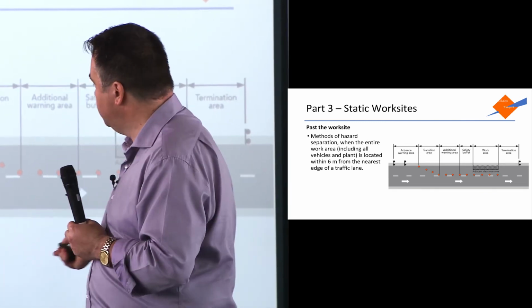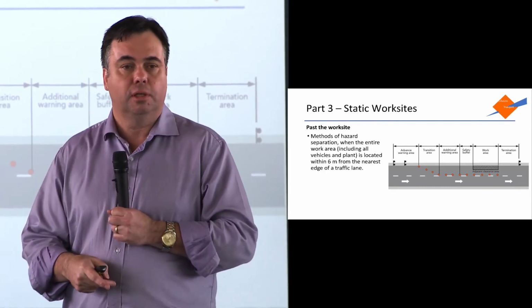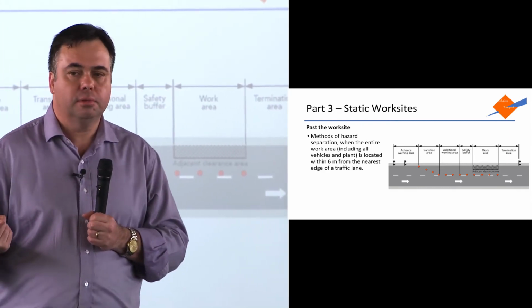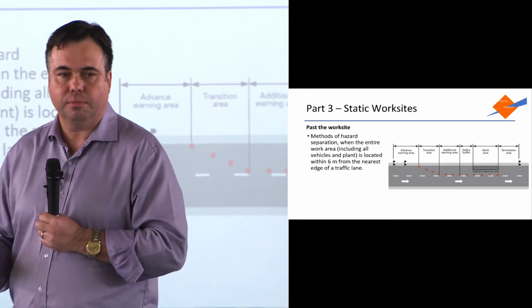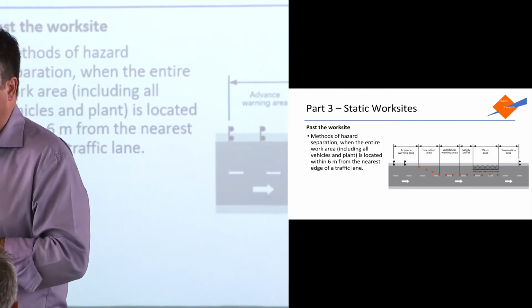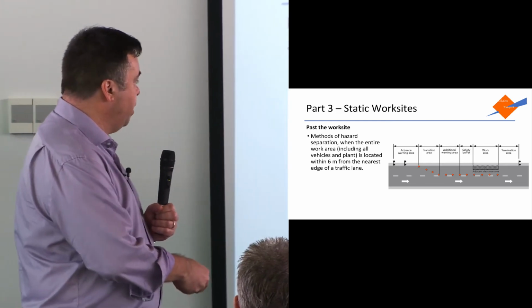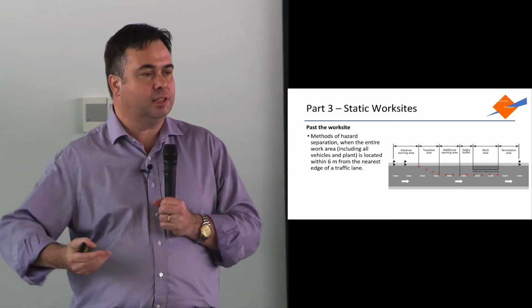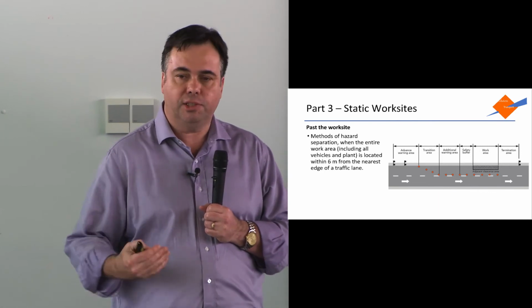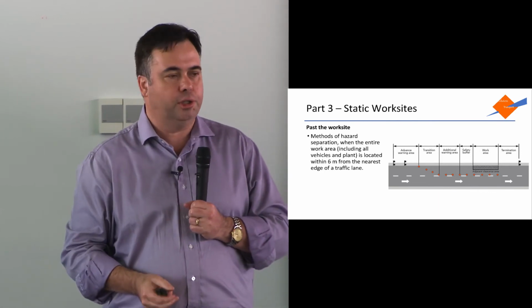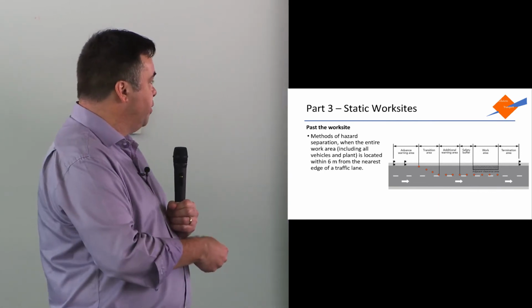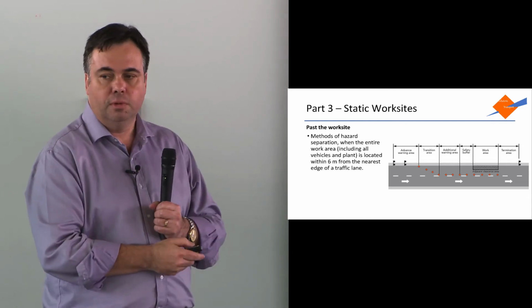Under the previous standard, the guidance was the transition area, you are not allowed to put any devices in that area. And the reason you're not allowed to put it is because that's where vehicles might lose control and end up. The safety buffer, well, nothing's allowed in there because that's a buffer where if you put something in and it gets hit, it's going to fly into the work site and hurt your workers. So previously, you couldn't put anything in there at all.